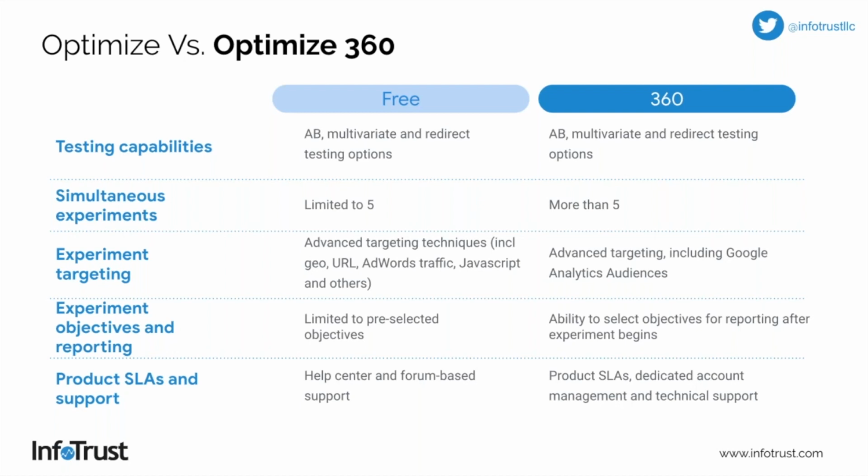Experiment objectives and reporting. With the free version, you are limited to some pre-selected objectives or custom objectives, usually 3 per experiment. But with 360, you have the ability to select many objectives for reporting. Even after the experiment begins, you can view those objectives.